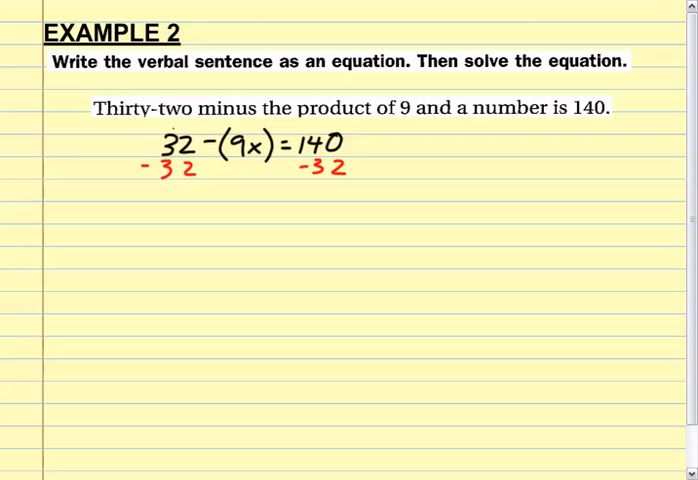Nice job, Vivian. And will you tell me, what do I have remaining on the left side? Negative 9x. We're going to get there, aren't we, Vivian? Okay. And then what do I have on the right side? 118. I don't think it's that either. Elise? 108. Okay.